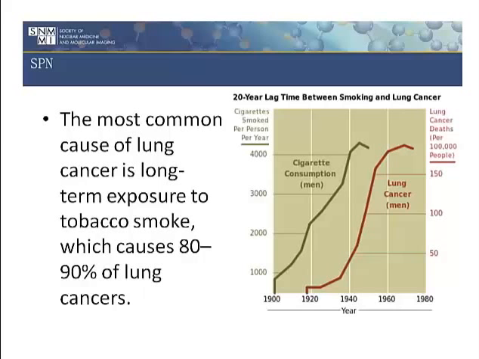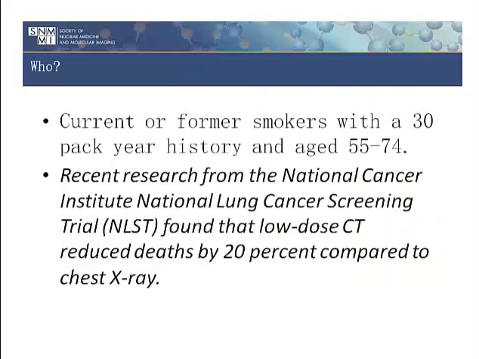The graph simply shows the more you smoke, the more likely you are to get lung cancer. So who we're doing the CT screenings on are current or former smokers with a 30-pack year history that are aged 55 to 74. These people are at significant risk to develop lung cancer. Recent research from the National Cancer Institute lung cancer screening found that low-dose CT scan reduces death by 20% compared with chest x-ray. Chest x-rays can only find a lesion that is 2 centimeters or larger.